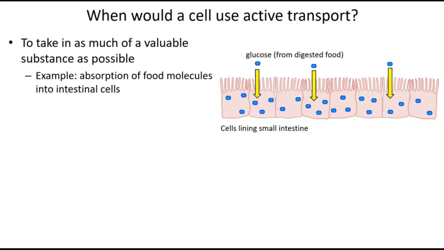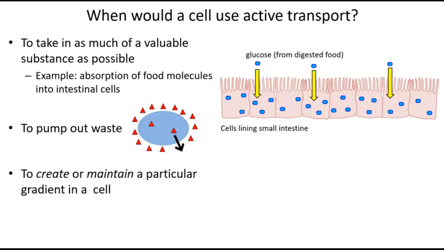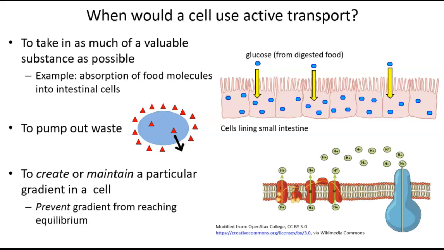into your bloodstream. A cell might also use this process to pump out waste. It doesn't want to get rid of just half the waste, it wants to get rid of all of it. So once it's passed, in order to move past equilibrium, it would use active transport to keep pushing the waste product out. And a cell might also use active transport to create or maintain a particular gradient, so to prevent that gradient from reaching equilibrium. Classic example of this is creating a hydrogen ion gradient during cellular respiration in order to power ATP synthesis. So that hydrogen ion gradient has to be constantly maintained in order for ATP production to occur.